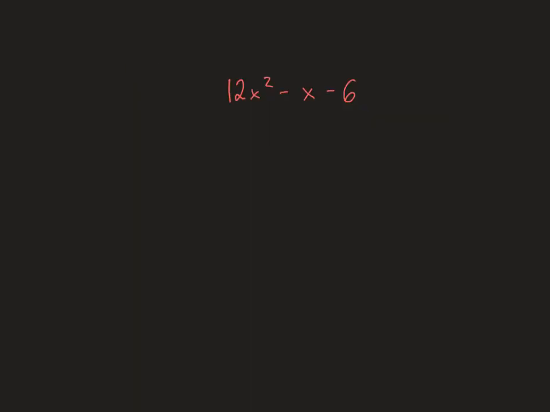Okay, looking at this next example here, we see that we have the number 12, we have -1, and we have -6. They're not all divisible by the same number. So our first step of factor any common terms. Well, we can't do it. There is no common terms. So what would we do in this case?